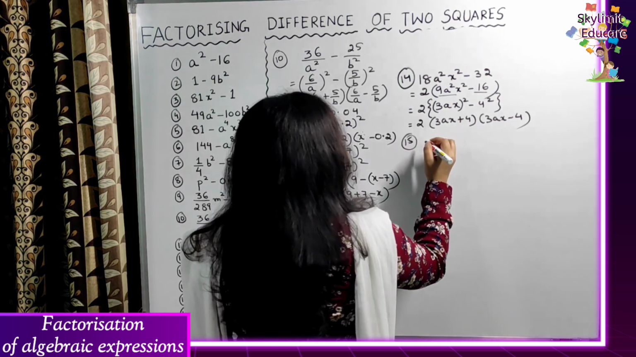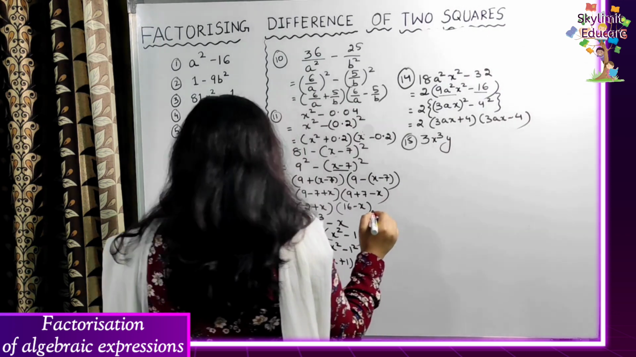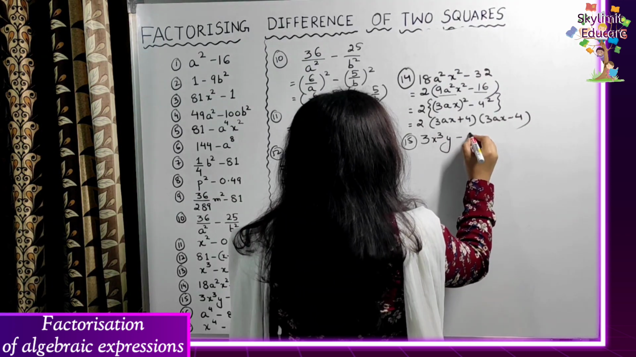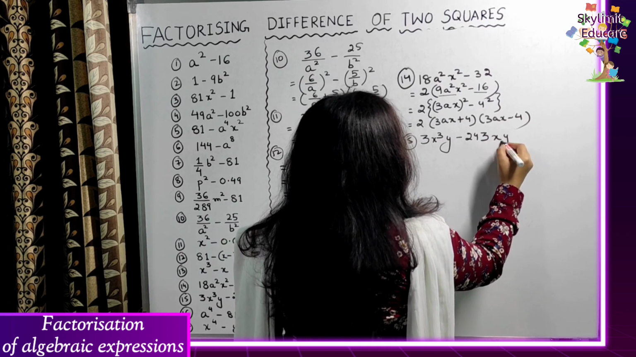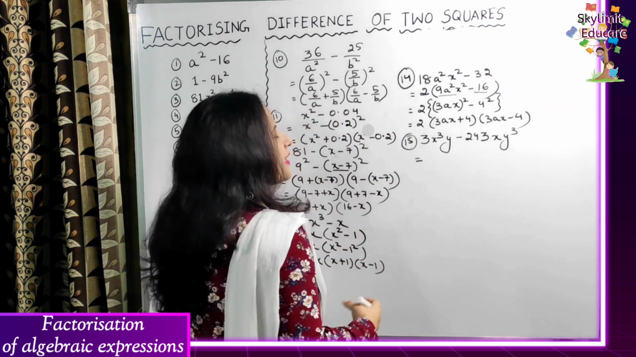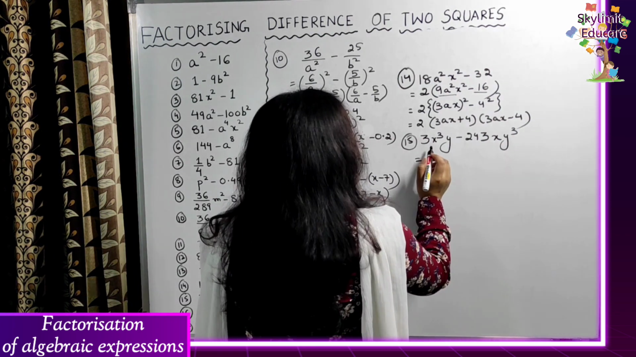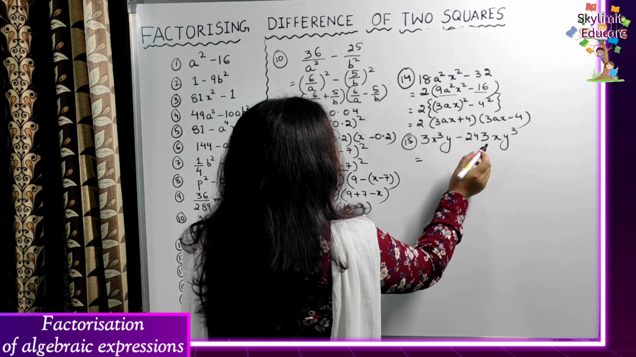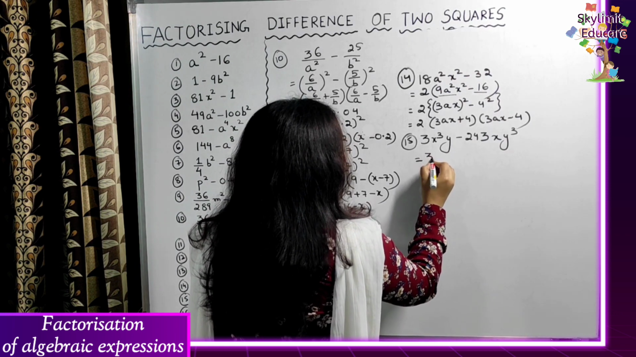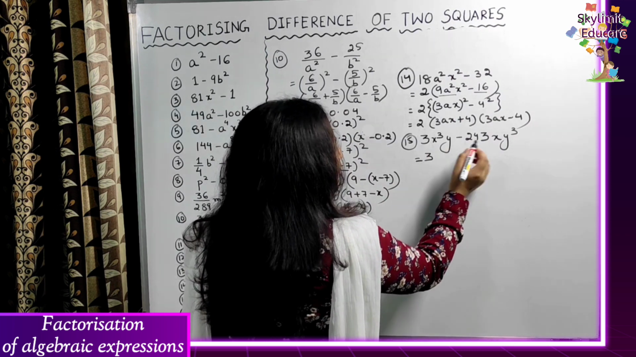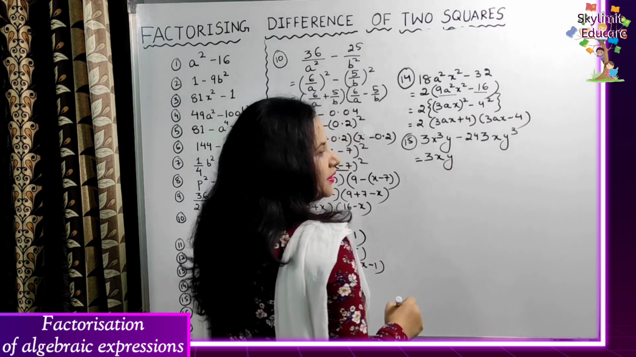3x cube y minus 243 xy cube, right? So this is the question, and as you can see, again you don't have perfect squares here. So what are the factors that you can take common? Between the numerical part, you can take 3 and 243. What is the common factor? 3 is the common factor. X cube and x can be taken common. Y and y cube, y can be taken common, right?